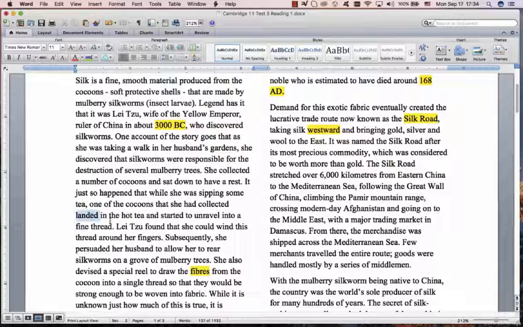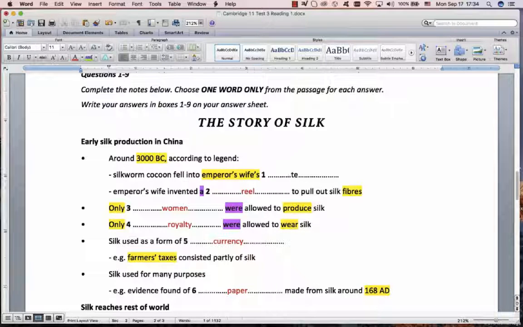And it's over there. To fall, to land. To land like an aeroplane lands. It hits the ground. So it's a difficult paraphrase, but anyway, that's the paraphrase for fell. The cocoons fell where? Into the tea. The tea belonged to the wife. You could also be looking for things that belong to the wife, because we had this apostrophe S here.